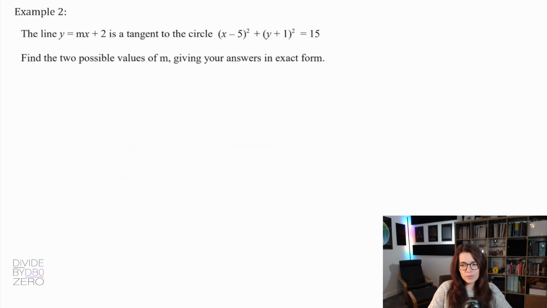Example 2. The line y equals mx plus 2 is a tangent to the circle (x minus 5) squared plus (y plus 1) squared equals 15.